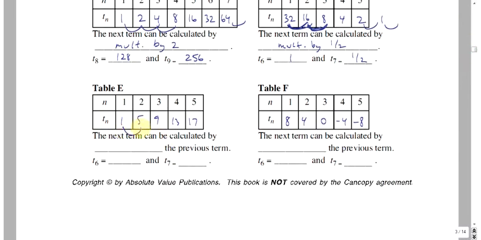From 1 to 5, well, that might be add 4, it might be multiply by 5. Let's look at the next one. Now I'm pretty sure that's add 4, right? Okay, add 4. What's 17 and 4? What's that and 4? Okay.